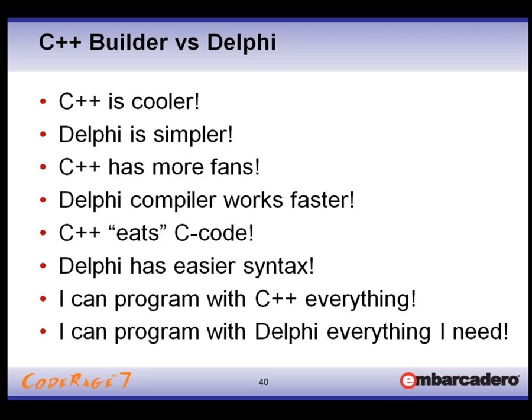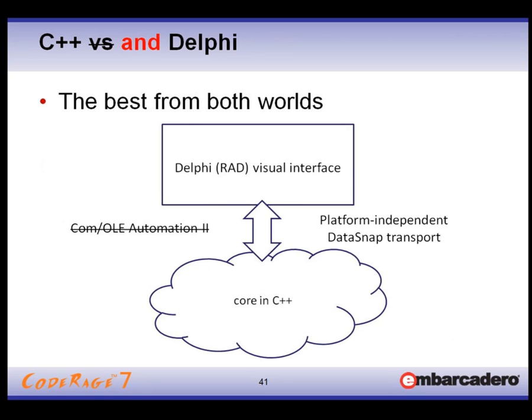Fifteen years ago I started as an IT trainer at a Moscow university, teaching C++, Pascal, Delphi, SQL, etc. So I have heard a lot, I have spoken a lot, and truly speaking, I can't support either of the two groups. C++ is cooler, no man. Delphi is simpler. C++ has more fans. Delphi compiler works faster. C++ can understand C code. Delphi has easier syntax. I can program everything with C++. Man, I can program everything I need with Delphi. Of course, it's a joke. However, somebody still thinks like this.